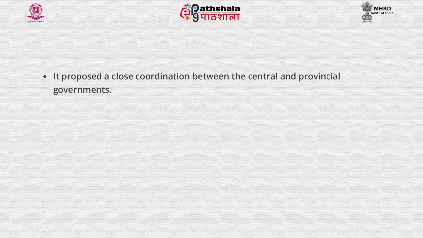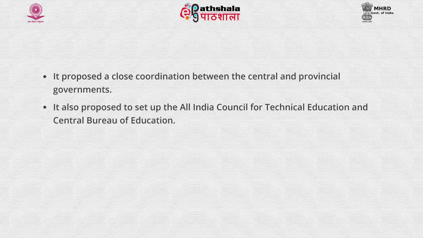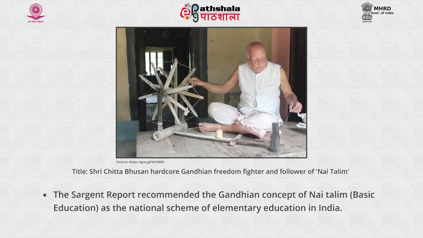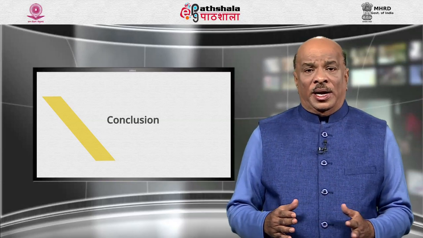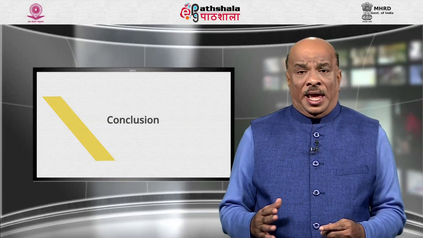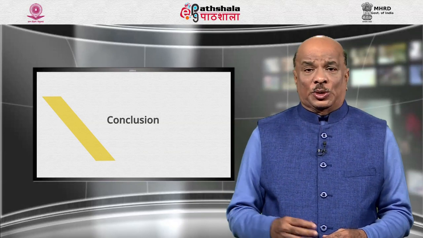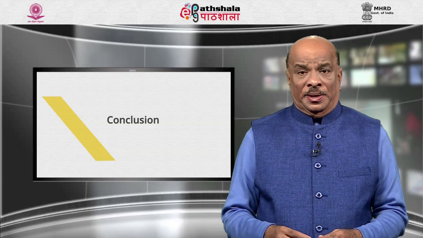It proposed a close coordination between the central and provincial governments. It also proposed to set up the All India Council for Technical Education and the Central Bureau of Education in India. The Sargent Report recommended the Gandhian concept of Nai Talim, basic education, as the national scheme of elementary education in India.